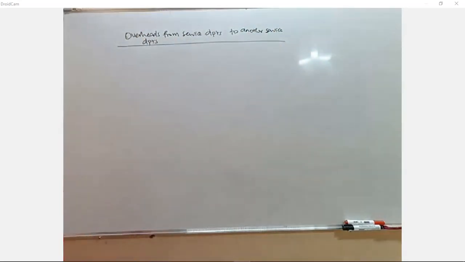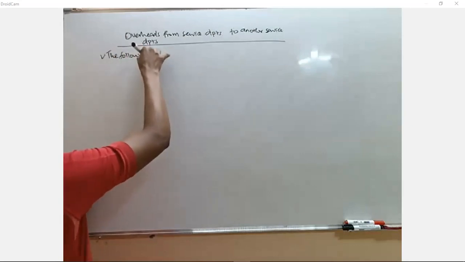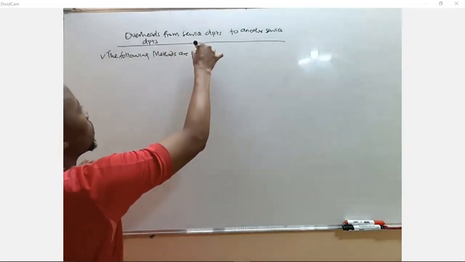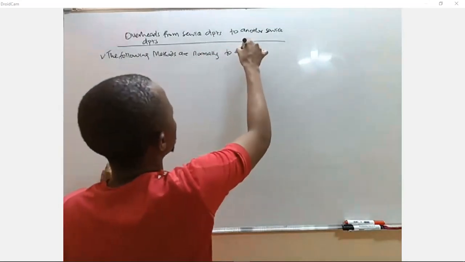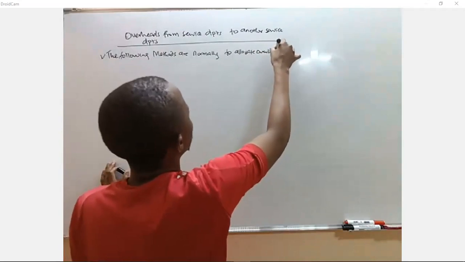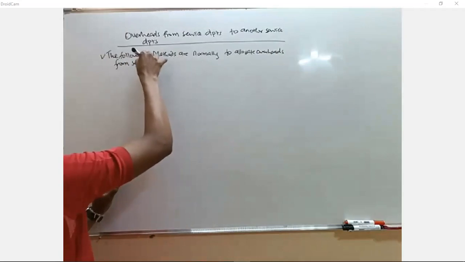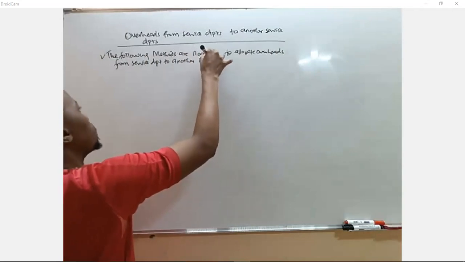So what am I talking about here? We are saying the following methods are normally used to allocate the overheads from one service department to the other service departments.